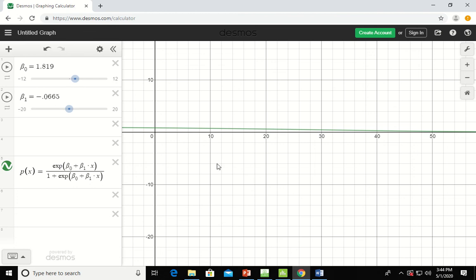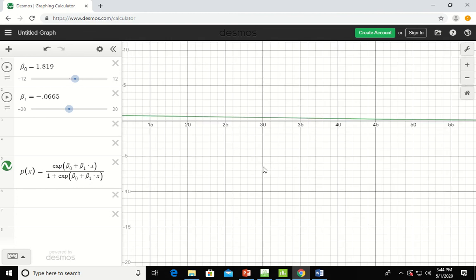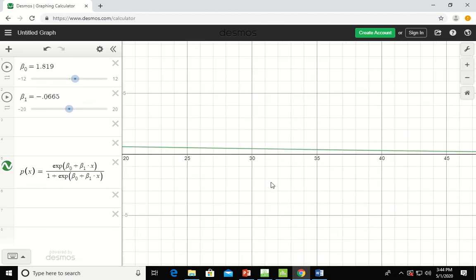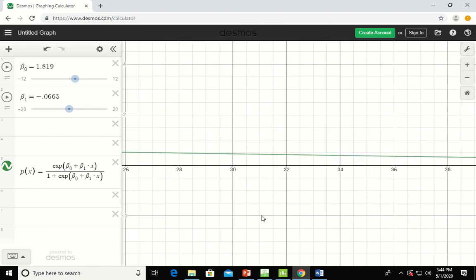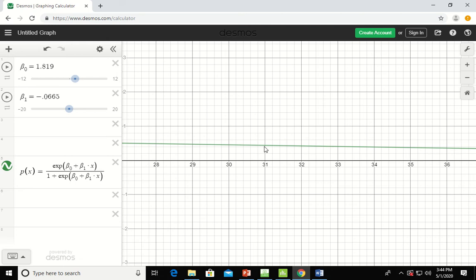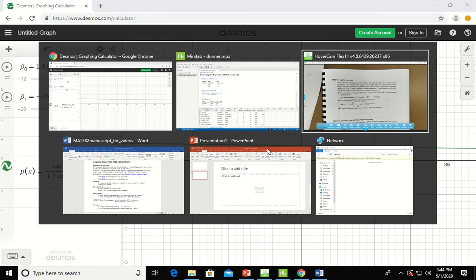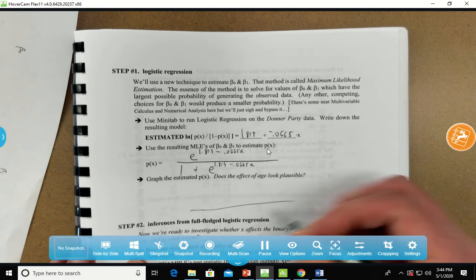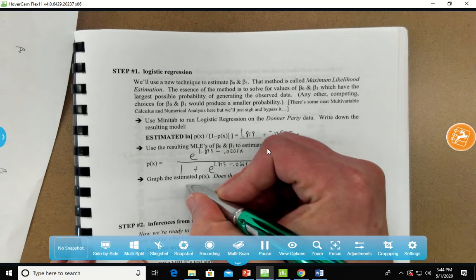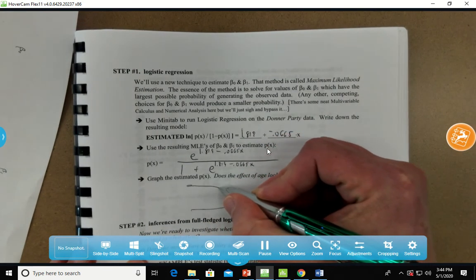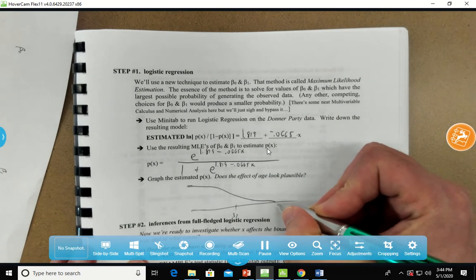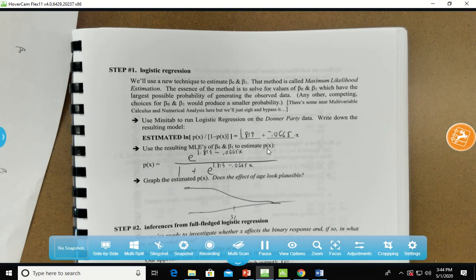And let's kind of zoom in and see if we can find out where it reached 0.5. And it looks like about age 31 that it reached about 0.5. So we could graph this something like on our little chart here. 31, and this could be 1. And it could be very slowly decreasing. So I'm kind of exaggerating a little bit. All right.